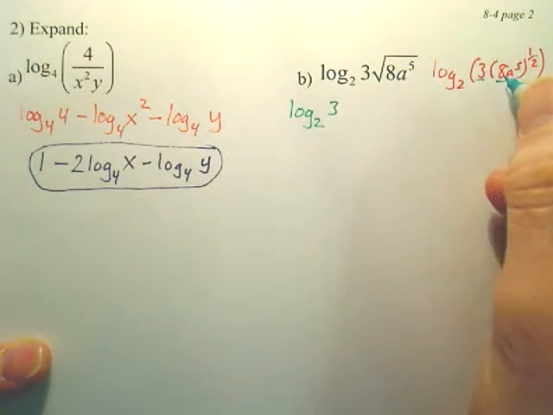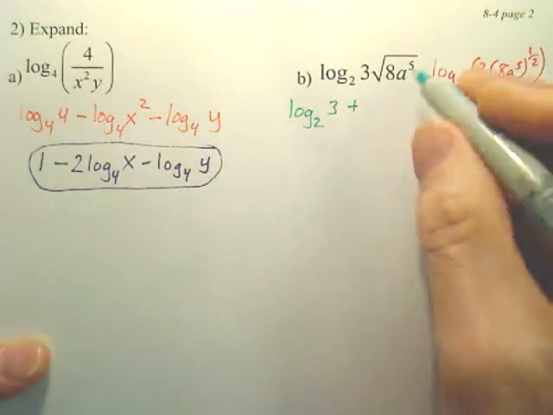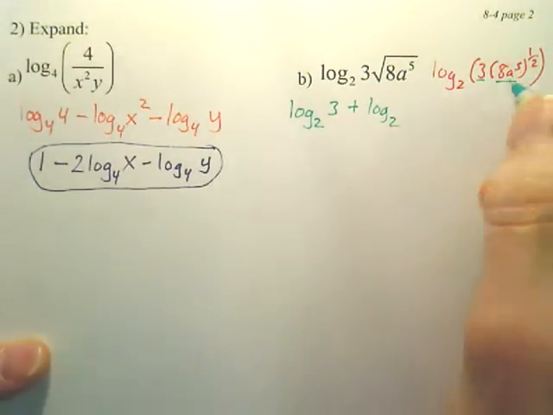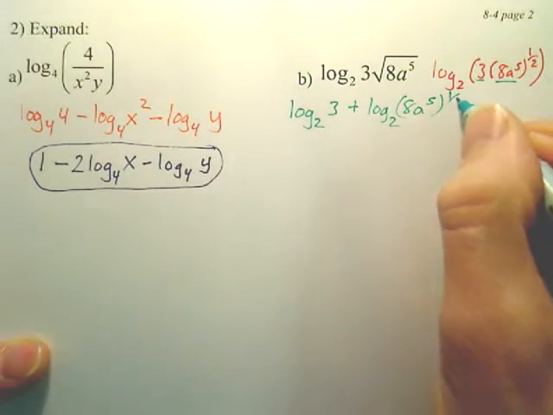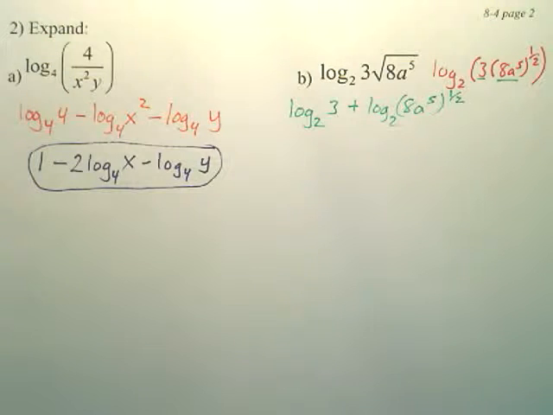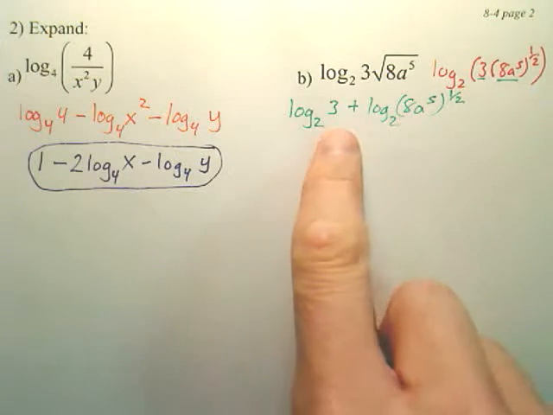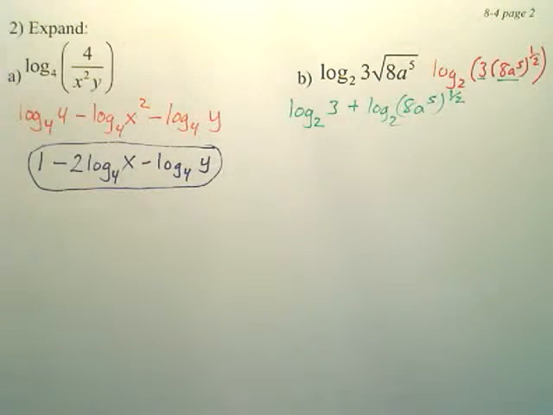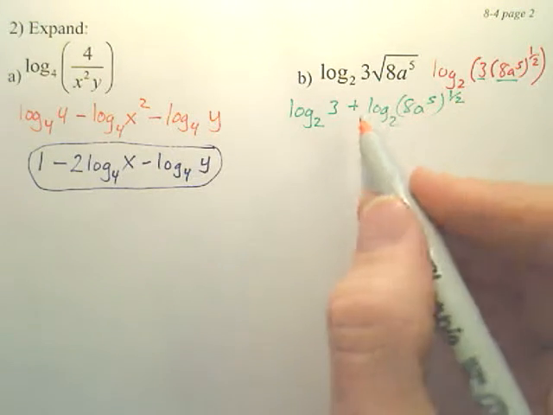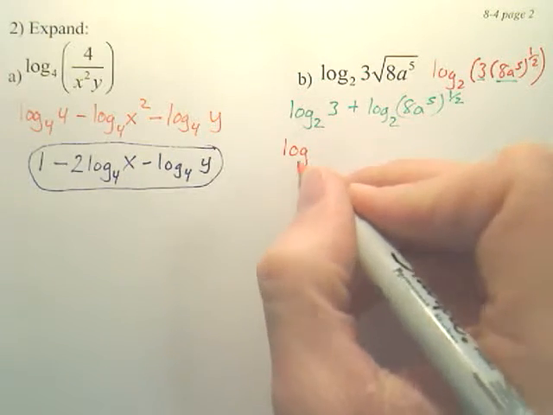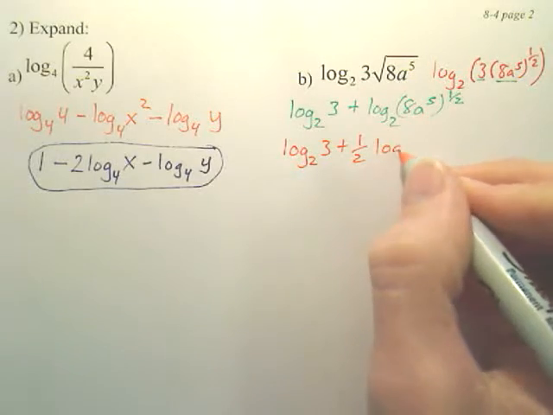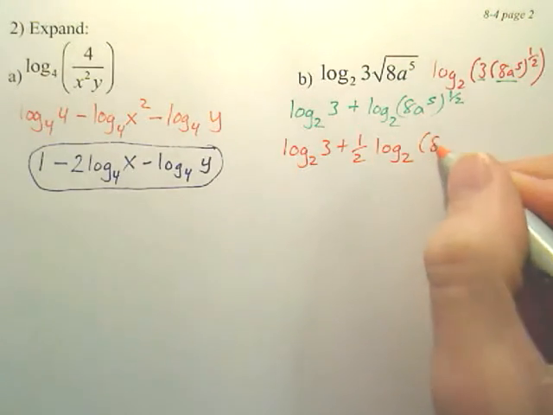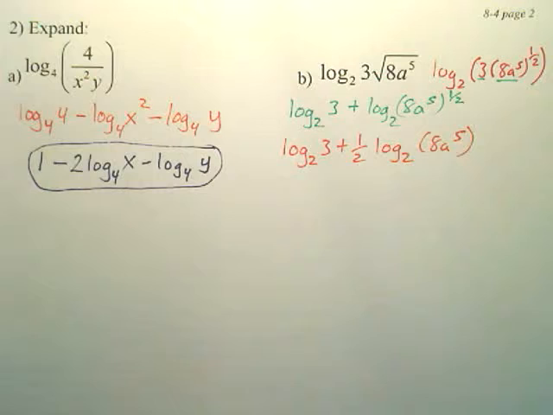And then we have a multiply, so that means add. Log base 2, and isn't that 8a to the 5th, to the 1/2? So I took these two pieces, I separated them with a plus. But I'm not done all the way. I'm going to take this power, bring it up front. So log base 2, 3, plus 1/2 log base 2, 8a to the 5th.